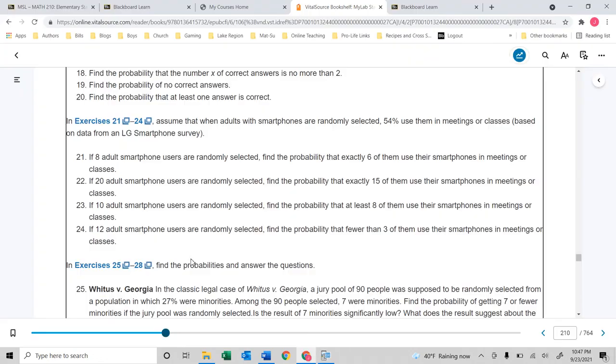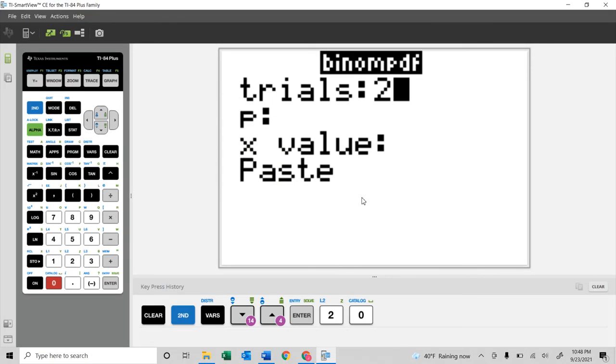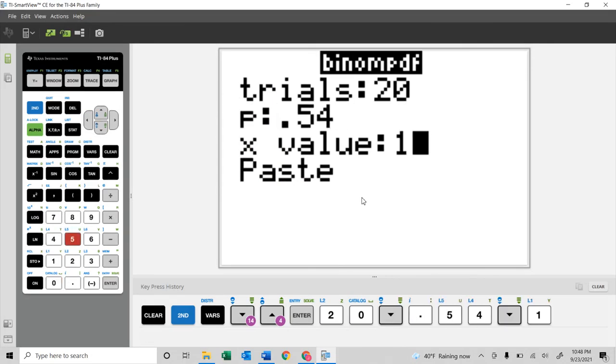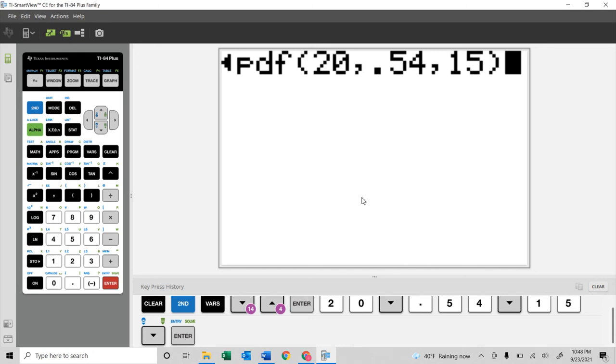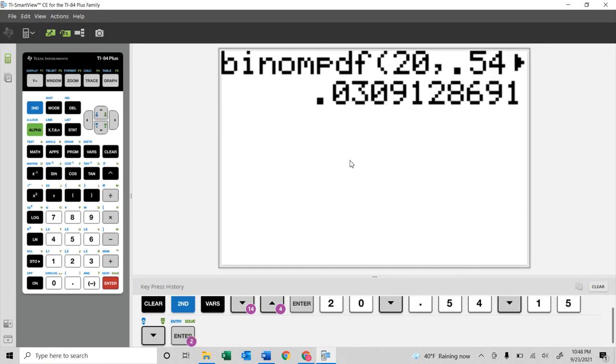Now trials, I had 20. My probability was 0.54 and 15. And then I'm going to hit paste. And if yours doesn't have this, you'd put them in this order. And then there is our value, so like 3%. Now, any exact value is always fairly low.